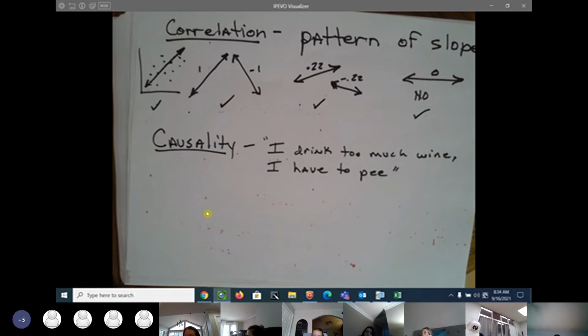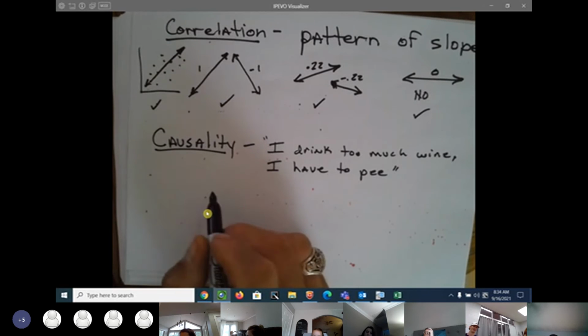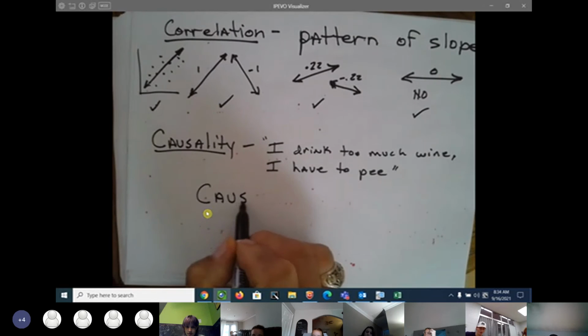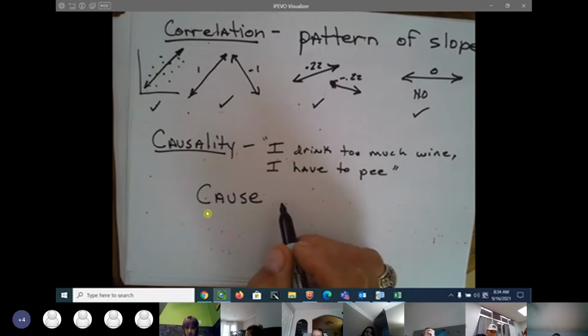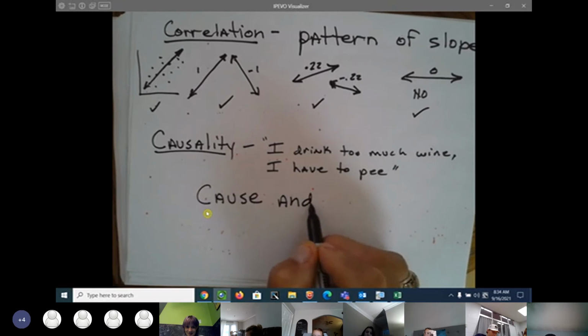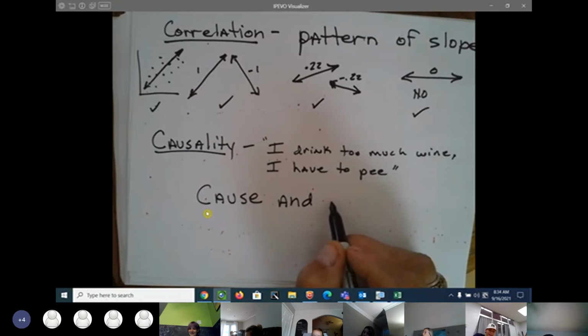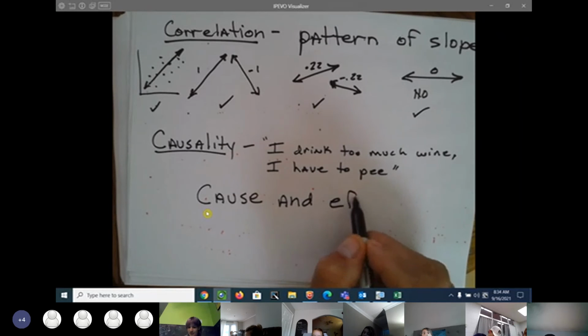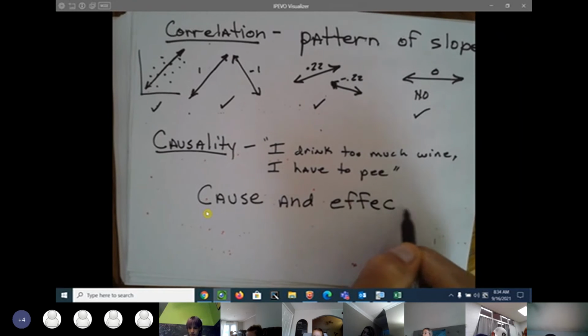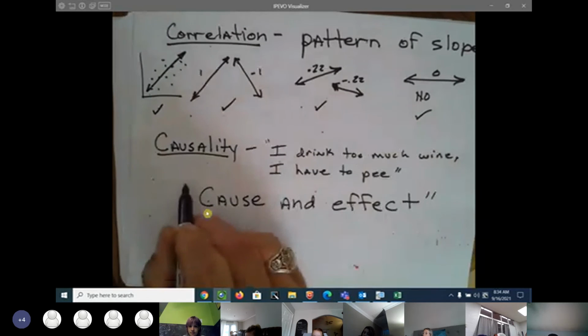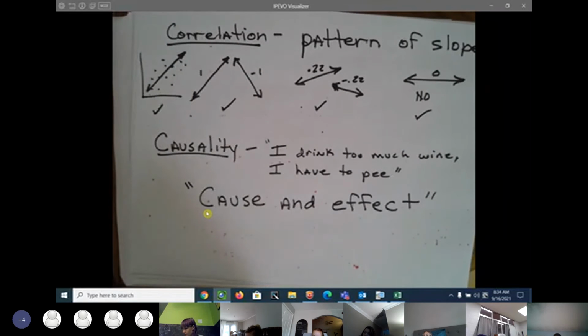Does anybody have a short definition for causality? Anybody? Cause and effect. Oh my gosh, you actually saw the movie, didn't you? No. Cause and effect. There's actually a song that talks about cause and effect. Forget it. Just forget it. Cause and effect.